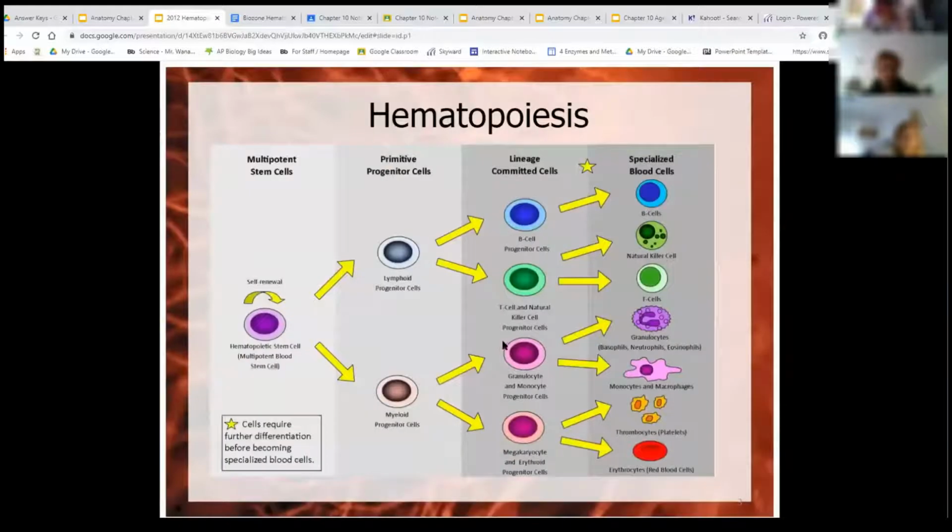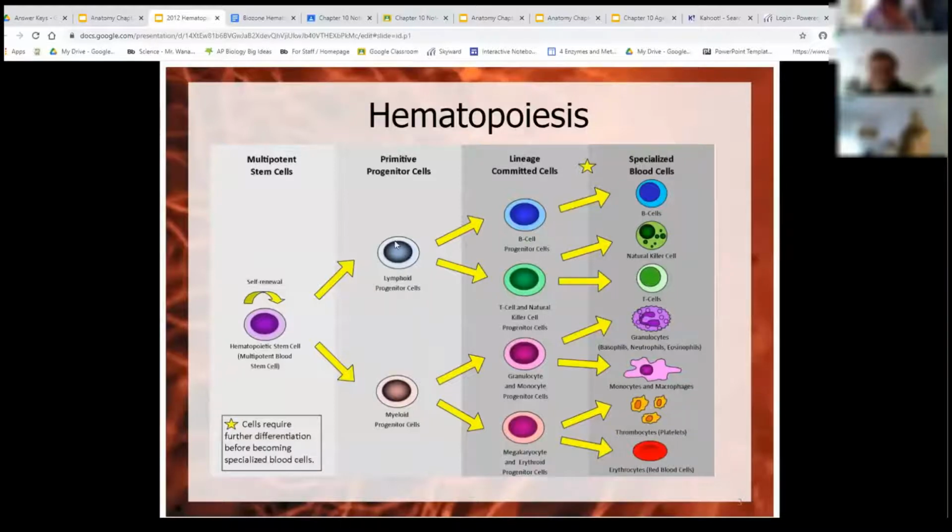Okay, so here's a flow chart. So here's your multipotent stem cell, your hemocytoblast. Hemo, blood, cyto, cell, blast, former, right? So it's the one that gives rise to all cells. Then it's going to make a secondary stem cell. The ones with the little circle at the top that I used, that's secondary.